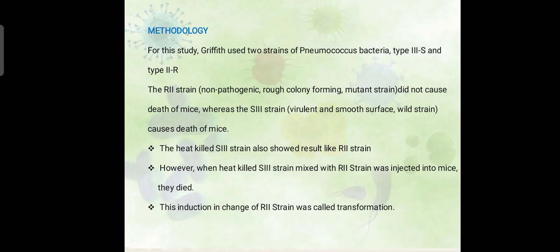Then he mixed heat killed S strain with live R strain. The mixture was injected into mice and they died. In addition, he found living S strain bacteria in the dead mice. Based on the observation, Griffith concluded that the R strain bacteria had been transformed by the S strain bacteria. The R strain inherited some transforming principle from the heat killed S strain bacteria which made them virulent, and he assumed this transforming principle to be the genetic material.